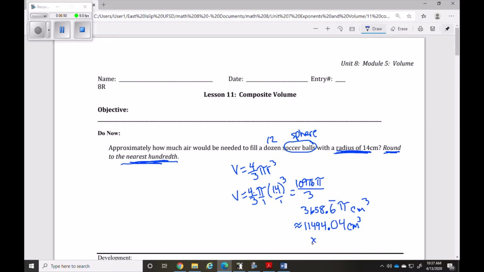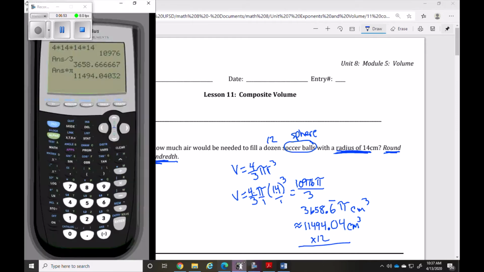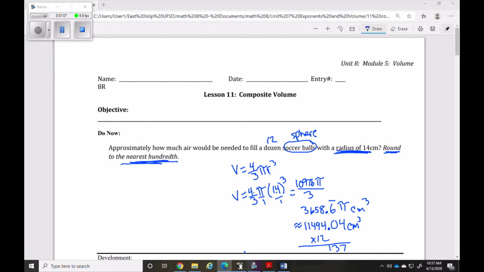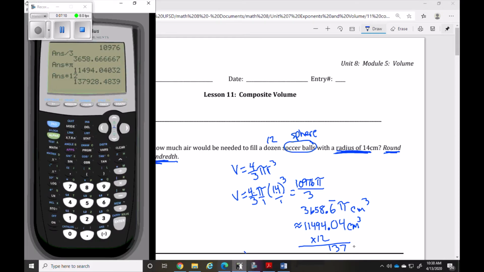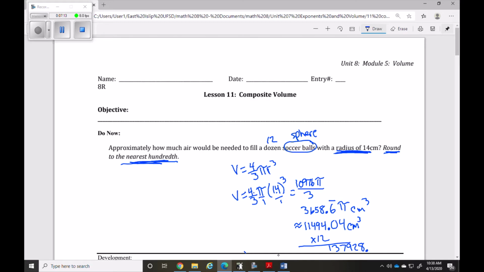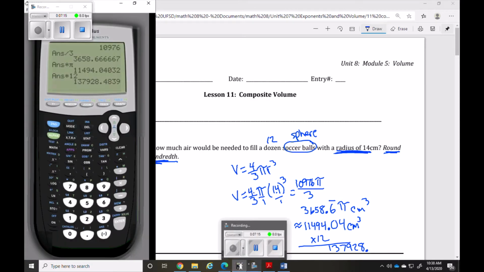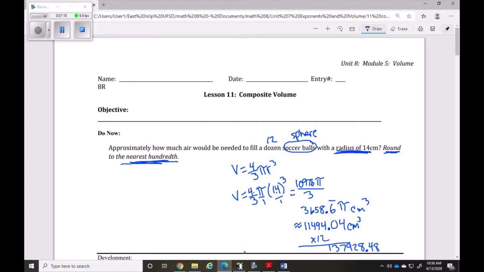There's 12 soccer balls. So now I'm going to multiply this answer by 12. I'm actually just going to use this answer that was on my calculator and now hit multiply by 12. There's my final answer. When I round it, I get 0.48. This is my final answer. This was for one soccer ball.